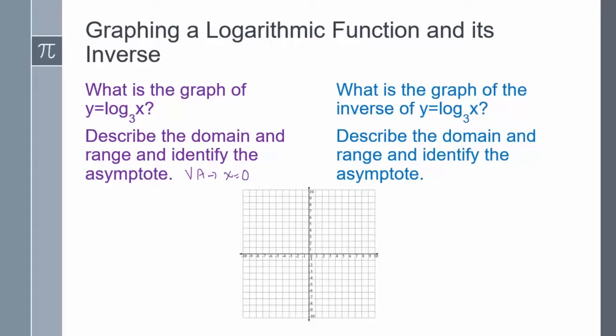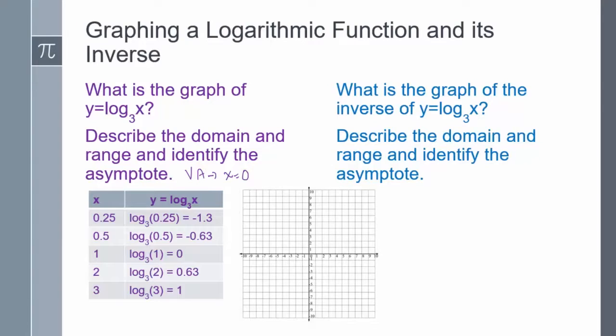To graph this function, I'm going to choose points that are to the right of my vertical asymptote. I'm not going to choose points to the left of my vertical asymptote because the logarithmic graph will be undefined at any point to the left of the vertical asymptote.